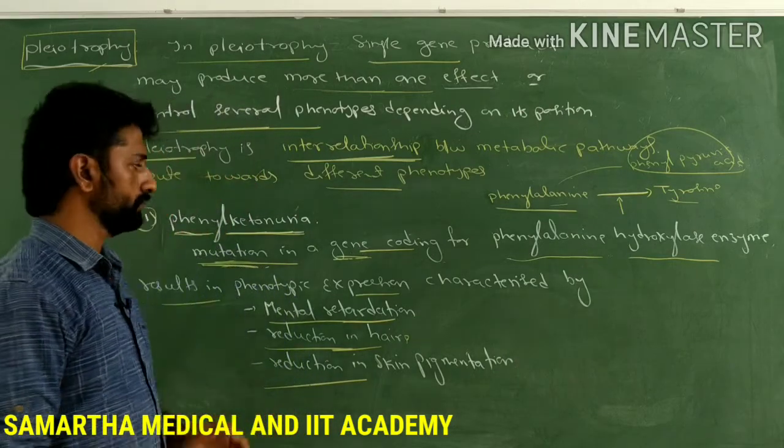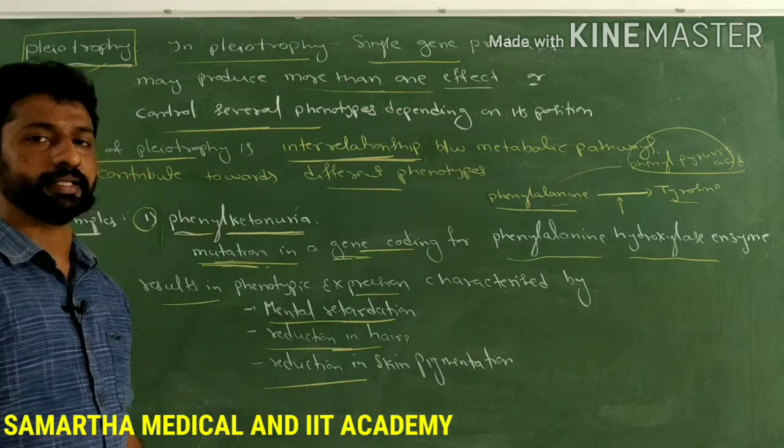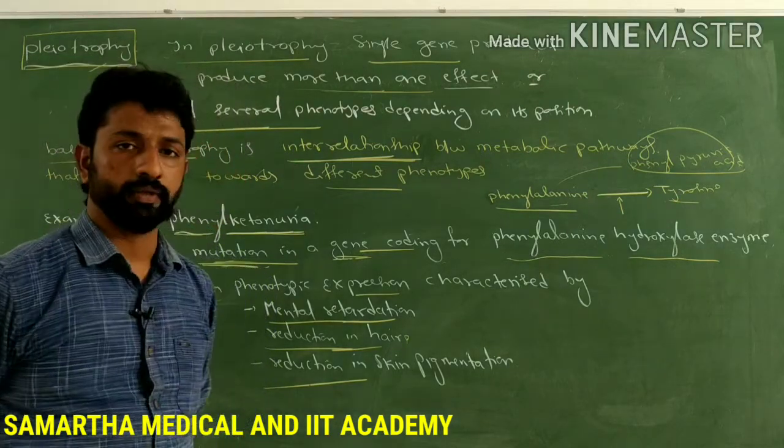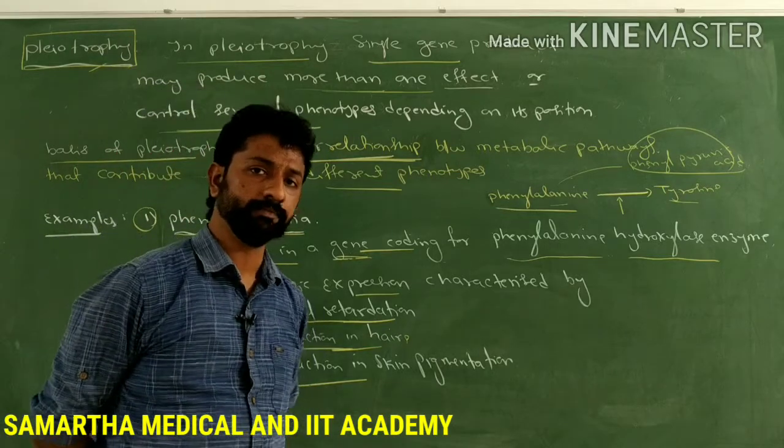That's how phenylketonuria is an example of pleiotropy. Make a note of these points now. Later we'll discuss some other examples of pleiotropy.